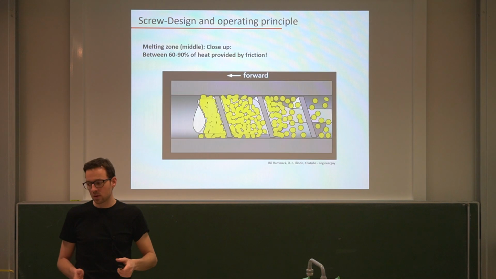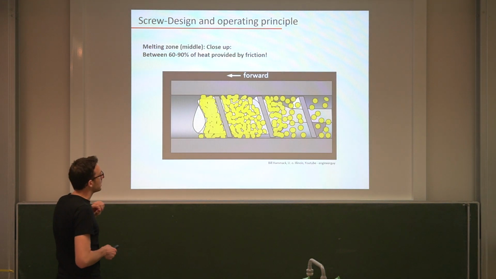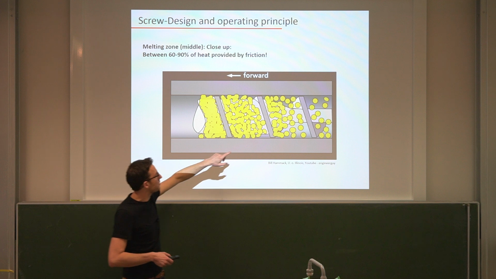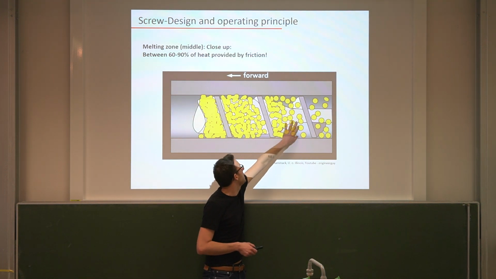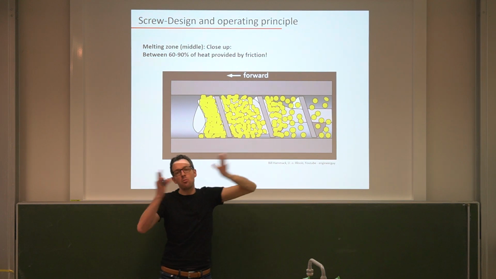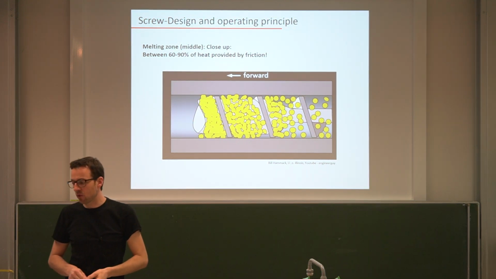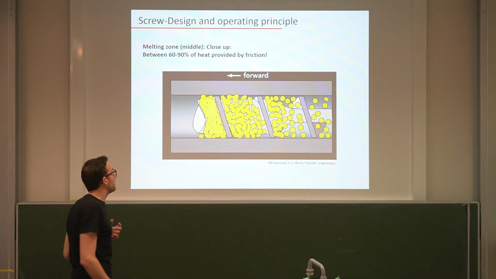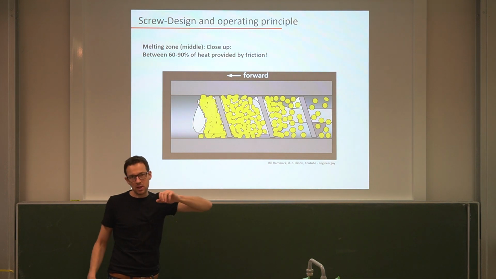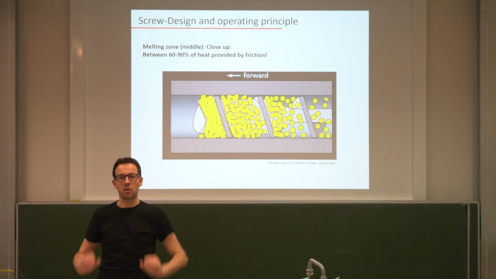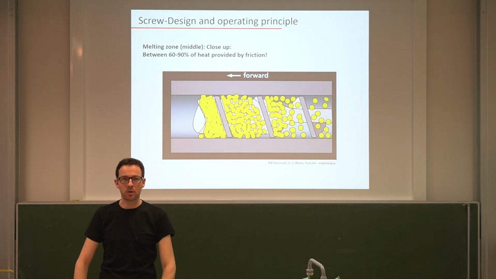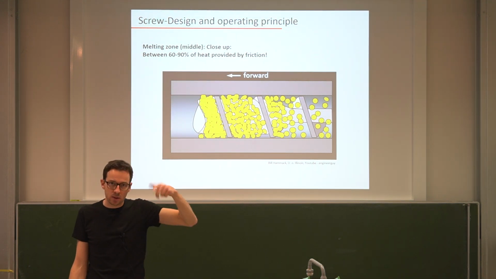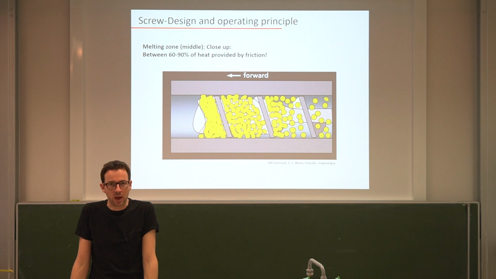And just to give you a visual illustration of this, here's a short extraction of this melting zone, a close-up of the melting zone. You see that while the particles here have relatively large volumes, as we push them forwards, they become more and more compacted and more heated by friction, and this induces the melting process. And typically, maybe a little bit unexpected, you have two contributions to this heating: external heating from the outside of the extruder, and internal heating by friction. Something between 60 and 90% of the heat is actually provided by friction. So this internal mechanism is actually the dominating factor.